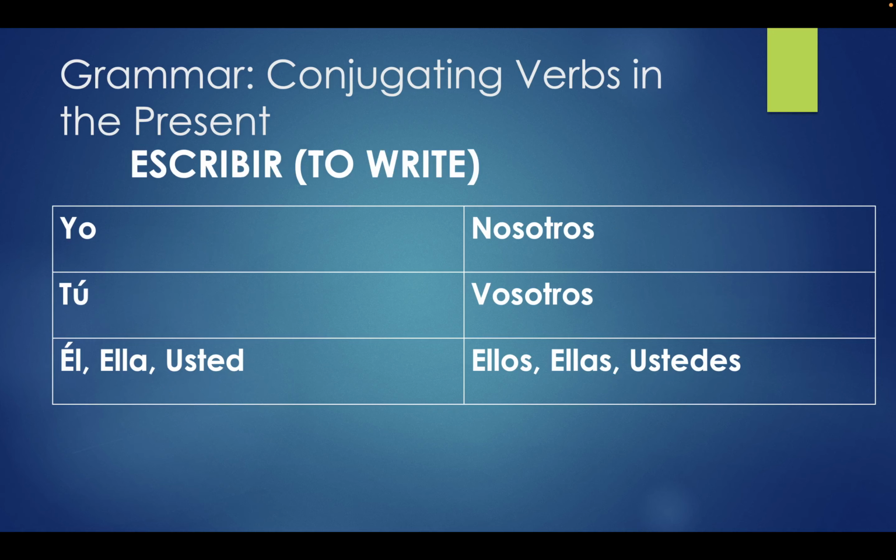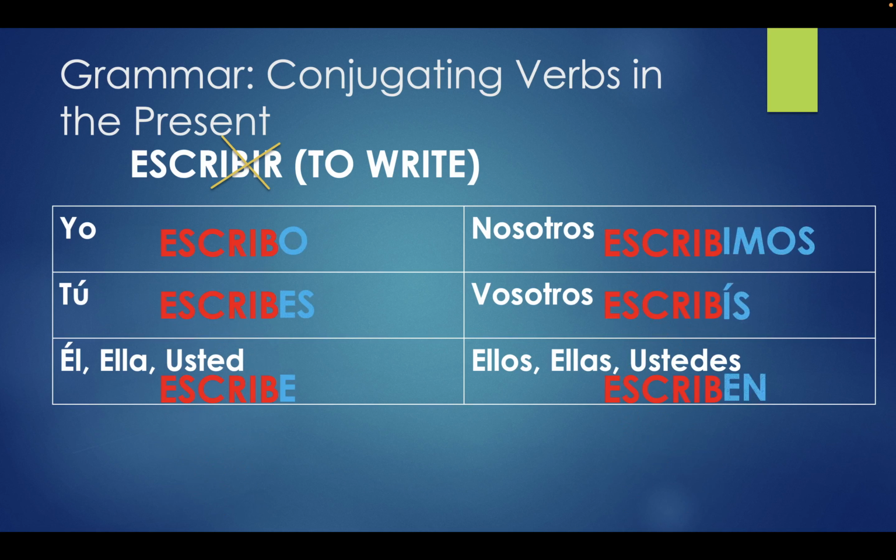In the present. We did the same for IR verbs. We chopped off our IR, carried down the stem, escrib, and added those endings: o, es, imos, is, and en. So I write, you write, he or she writes, etc.